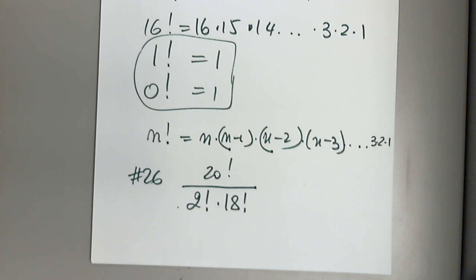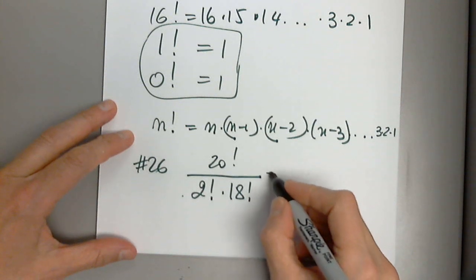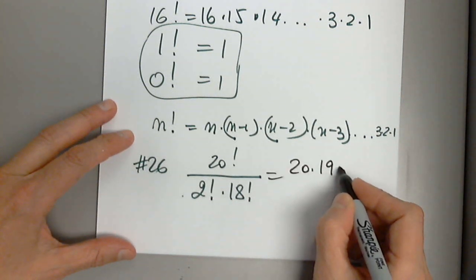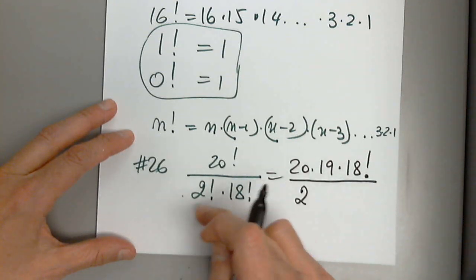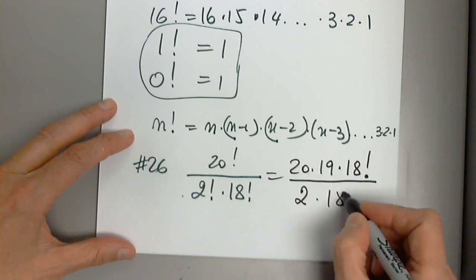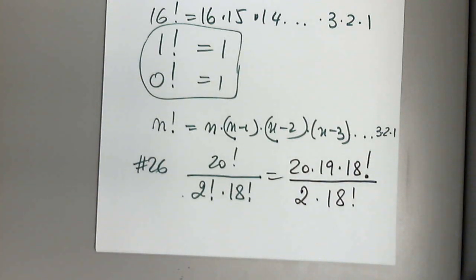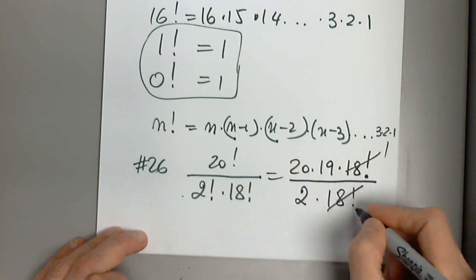I know it's a silly question, but which of these two numbers is bigger? 20. Right. So here is what I'm going to do, and you will tell me why. 20 multiplied by 19 multiplied by 18 factorial, divided by 2 factorial, which is 2 times 1, multiplied by 18 factorial. Why did I stop at 18 factorial and not continue with 18 times 17 times 16 times, down to 3 times 2 times 1? Because there's an 18 factorial at the bottom. Because these two go away. That's it.